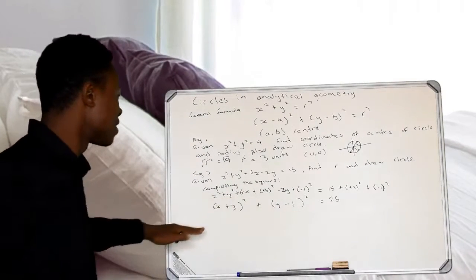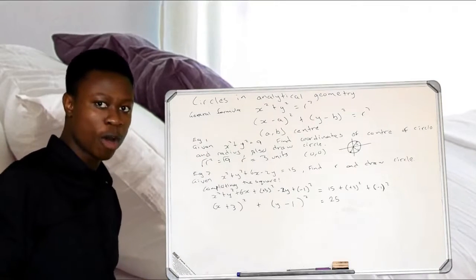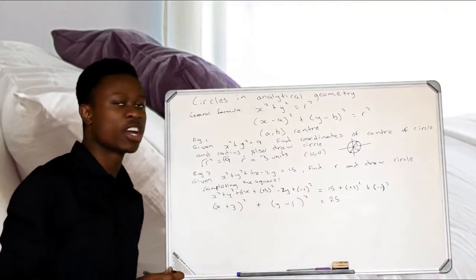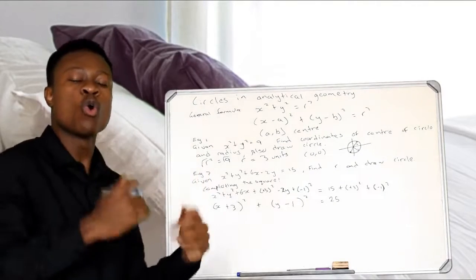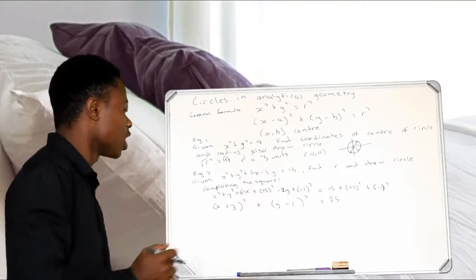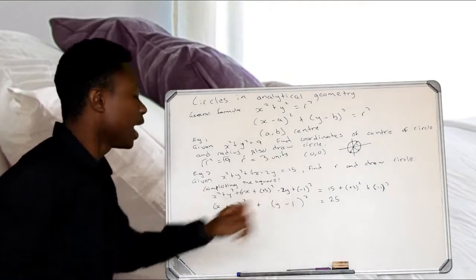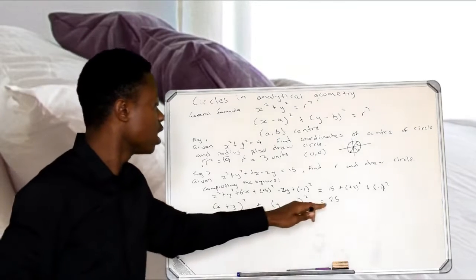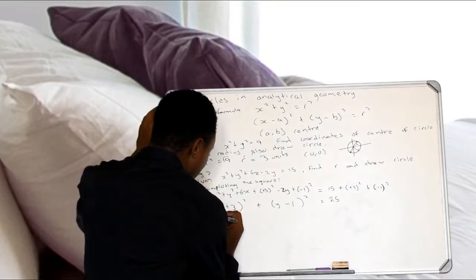And when you write this, now it looks like something you know. It looks like that formula there, right? So what is the value of A? What's this 3 and what's that negative 1? That is your A and your B. And what are your A and B? Your A and B are the coordinates of the center of the circle, right? So what do I have now? Now I have A and B, and I can also find what the radius is because it's the root of 25.